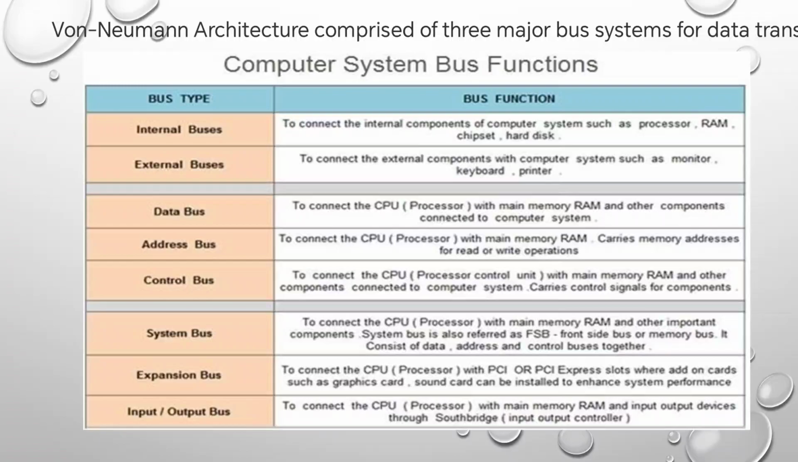Expansion bus: to connect the CPU with PCI or PCI Express slots where add-on cards such as graphics cards and sound cards can be installed to enhance system performance. Input-output bus: to connect the CPU with main memory, RAM and input-output devices through the South Bridge.